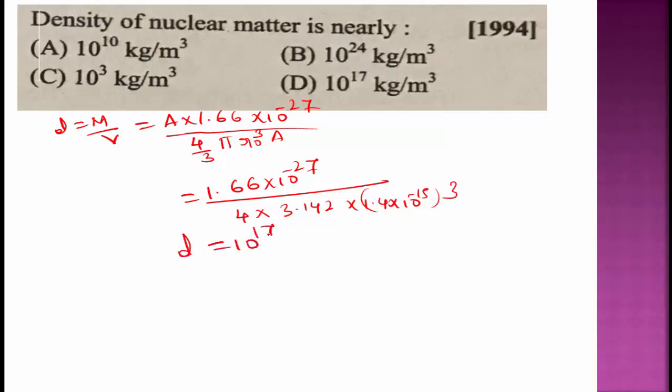It is in the order of 10¹⁷ kg per meter cube. The density is constant for all the nuclei. Option D is the right answer.